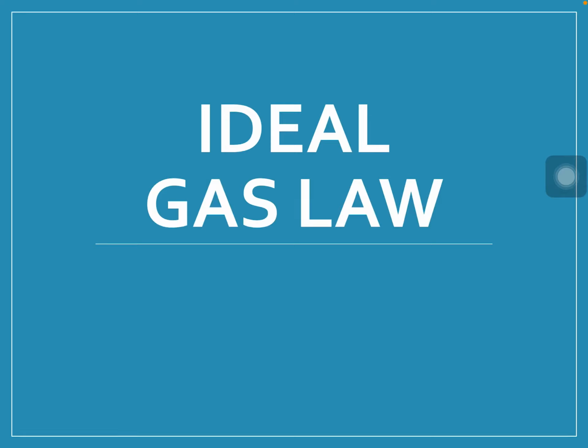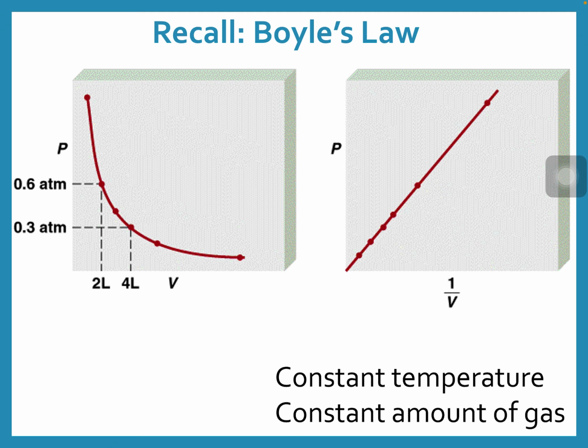In this lesson, we're going to learn about the ideal gas law. So first, we're going to look back at the gas laws we've looked at. If you recall, Boyle's law is a relationship between pressure and volume when the temperature and the amount of gas are held constant. So as pressure decreases, volume increases, or as volume decreases, pressure increases.